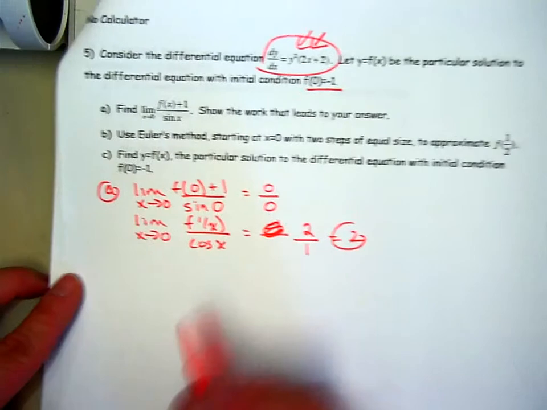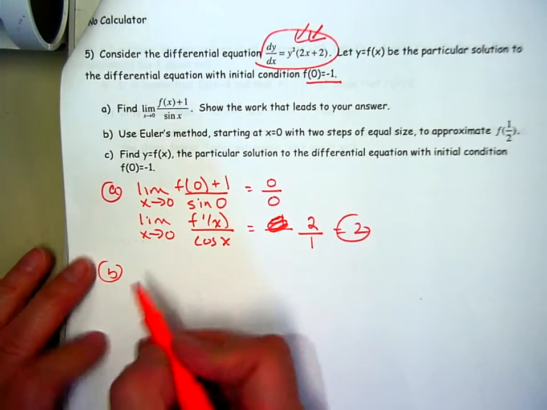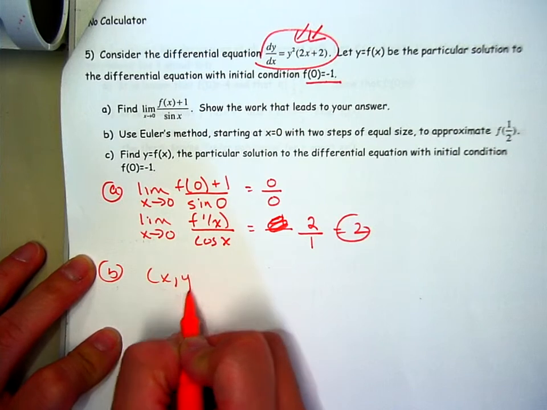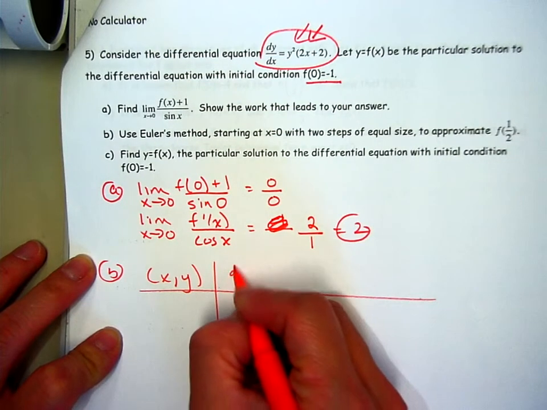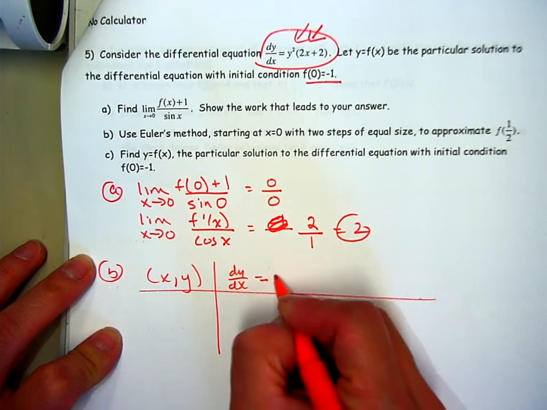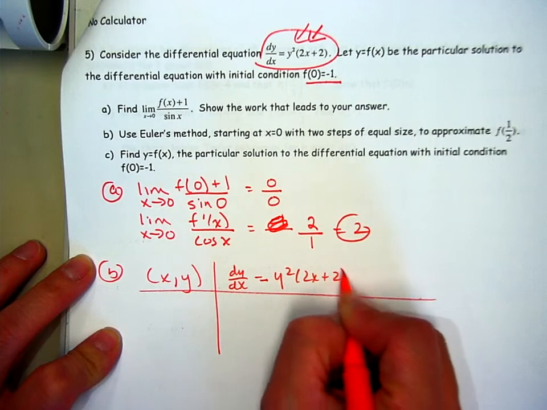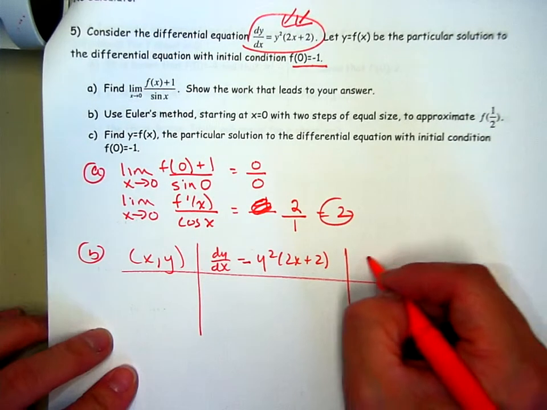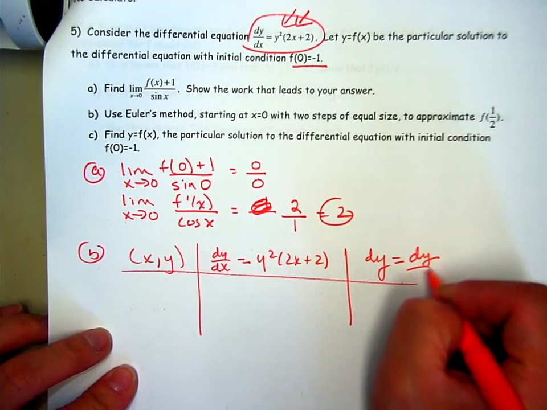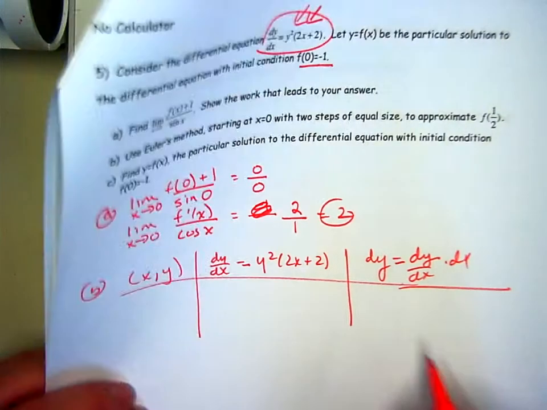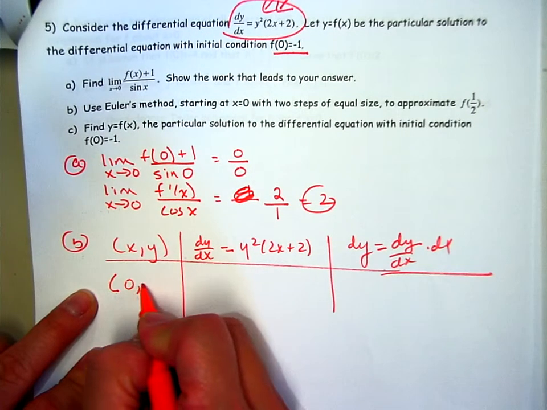Okay. Part B, Euler's method. So I'm going to set up my table. I need the point. I need dy/dx, which is my slope. This is my equation for the slope. And then I need the change in y, which is really dy, which is the same as dy/dx times dx. Okay, I'm going to start at the point (0, -1).